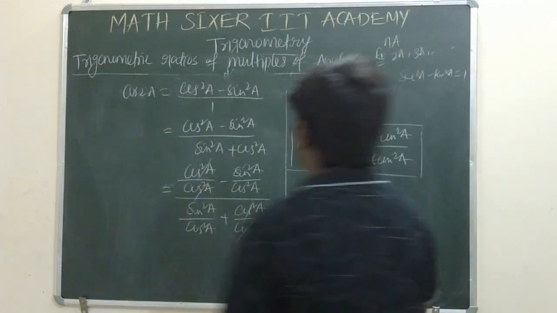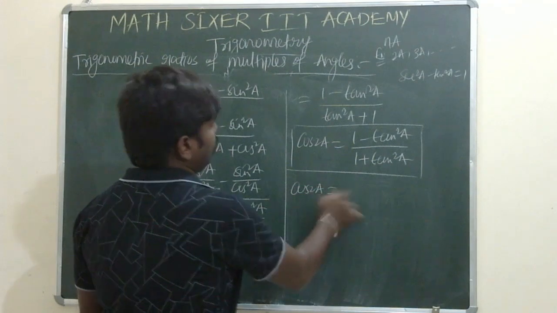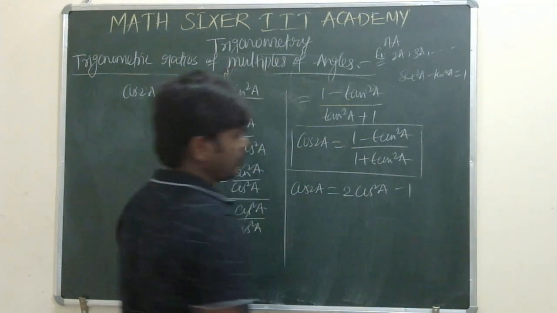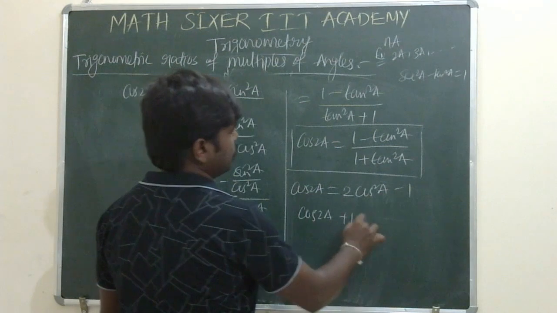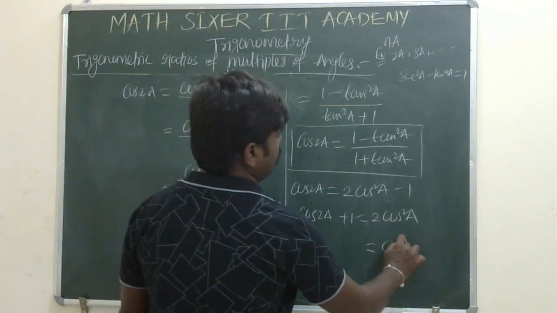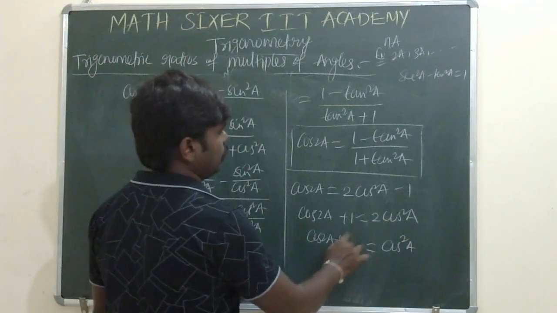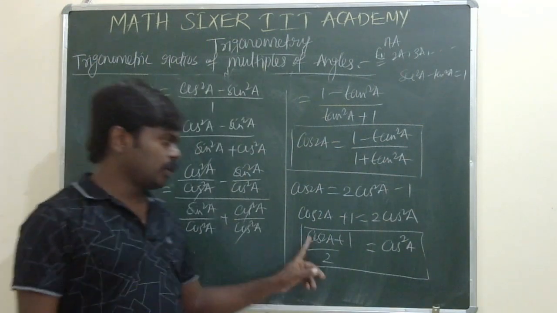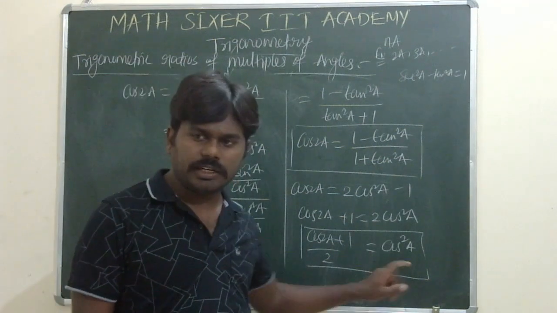Now one more thing we can observe here. Already we have seen cos 2a in terms of only cos, that is equal to 2 cos square a minus 1. Now I am taking 1 to this side, so cos 2a plus 1 is equal to 2 cos square a. So if you want to find the cos square a value, it is cos 2a plus 1 by 2. So cos square a is equal to cos 2a plus 1 by 2, and this is the expression of cos square a in terms of only cos.